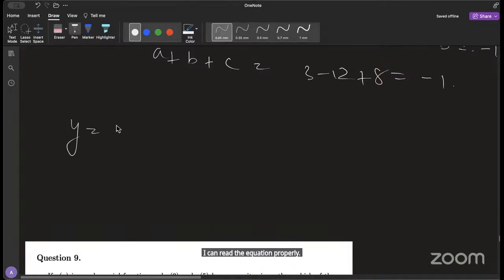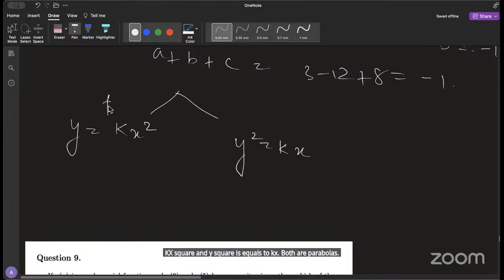These types of functions, kx square and y square equals kx, both are parabolas. Ma'am, this is also a both-side parabola. Please check. Okay, it is not a parabolic function, I think.